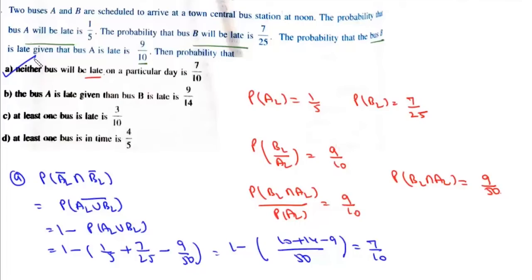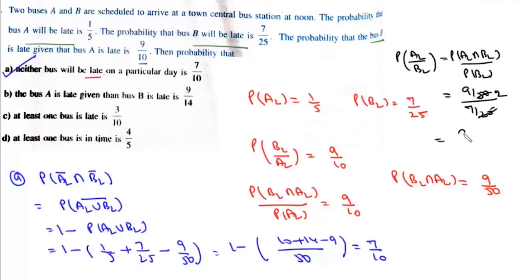Now the second one is bus A is late, given that bus B is late. So we need to find this probability, P(AL given BL). Now this is the probability of AL intersection BL upon the probability of BL. Now AL intersection BL is 9 by 50 divided by 7 by 25. So this is 9 by 14. Option B is also correct.